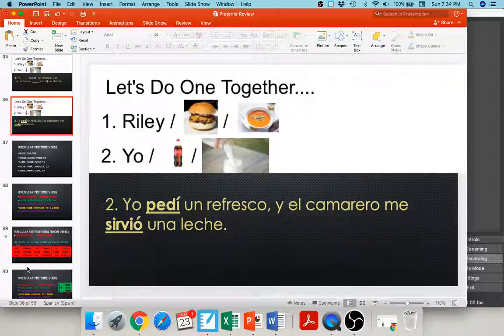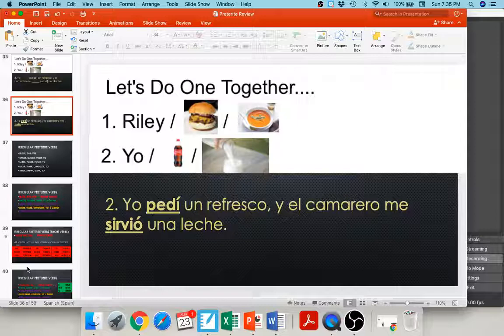Okay, we've talked about a lot so far. We talked about regular preterite AR, ER, and IR verbs. We talked about car, gar, and zar verbs, which are only irregular in the yo form. Remember, car verbs change to qué, gar verbs change to gué, and zar verbs change to cé. We've also talked about stem changing verbs. Remember, this only affects verbs that are IR verbs that had a stem change in the present tense.